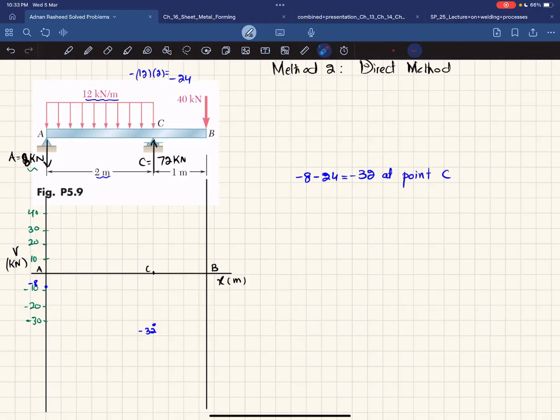Okay, and you can see that the distributed load is a straight line with 0 degree. So shear force will be 1 degree higher and it will be a straight line and the slope will be decreasing. Now moving from C to B, there is no load. So it will remain horizontal at this point.